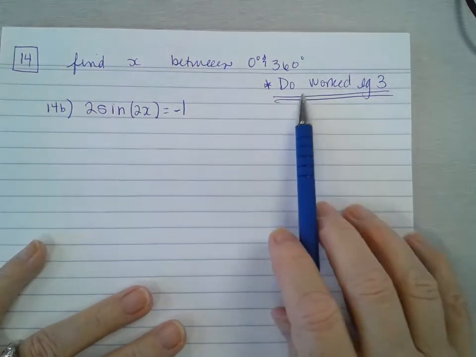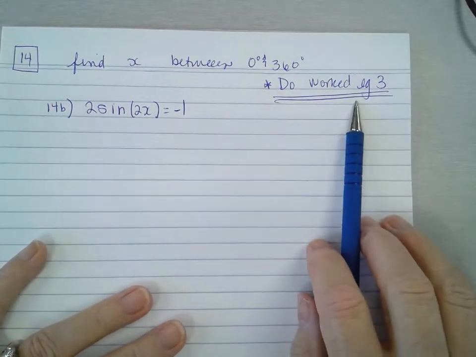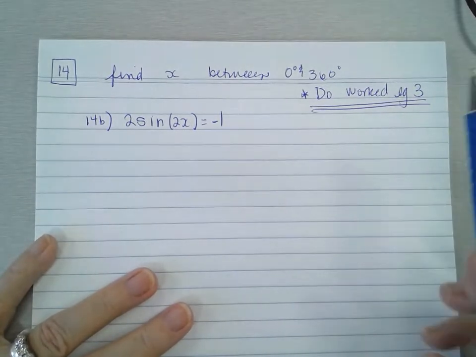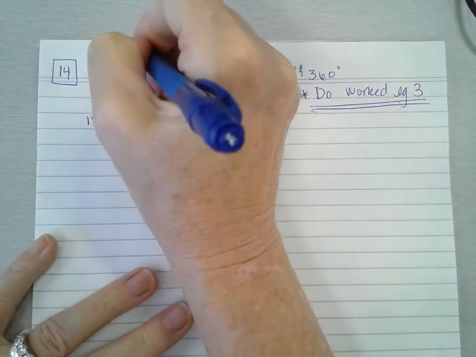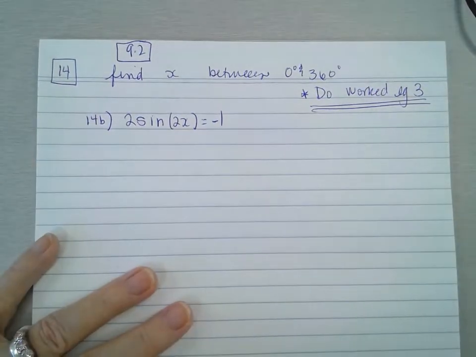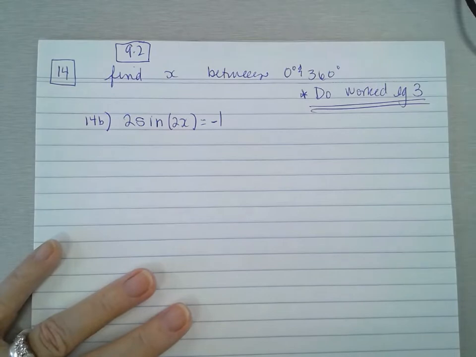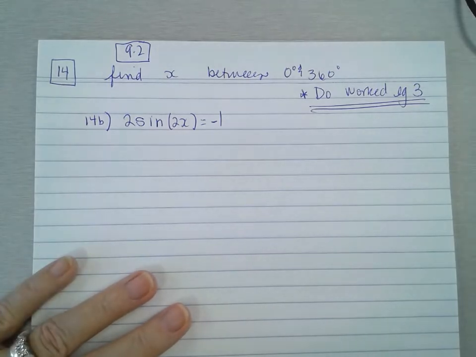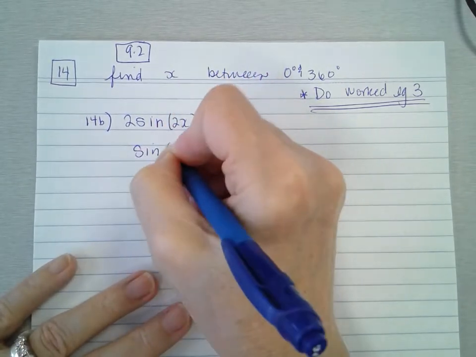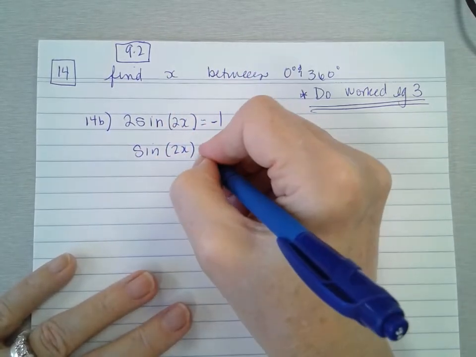Okay, I think worked example 3 is a good thing to do in 9.2. I should write 9.2 up here so when I go back I know what I'm doing. But I'm just going to do one of the problems of question 14, 14b, so you remember what you have to do for these problems. First of all, you need to get the trig function isolated. So sine equals negative 1/2.